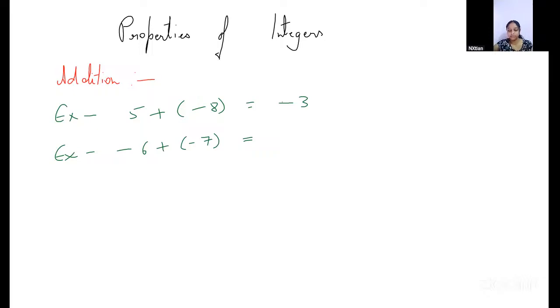Come on, anyone? Minus 6 plus minus 7. Is the answer -1? No, not minus 1. Okay, any other guess? Look carefully. Wait, is it just 1? No. It is negative, but there is another number.